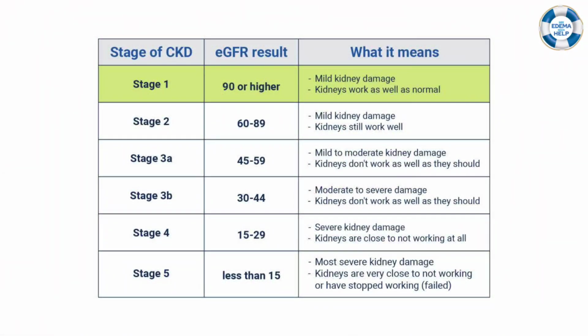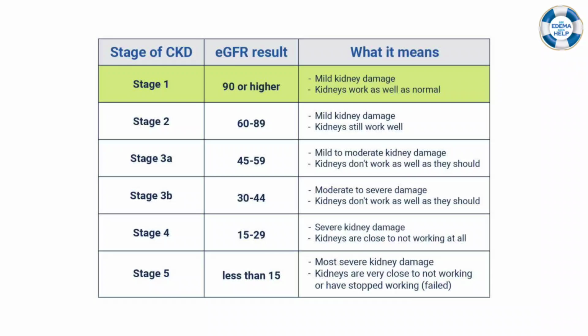In CKD stage 1, usually the GFR is 90 or higher, which is said to be normal, but it has other abnormalities like urinary sediment abnormalities, electrolyte abnormalities, or histological or imaging abnormalities. In stage 2, the kidney function starts decreasing mildly, so the GFR is between 60 to 89. In stage 3, the kidney function decreases even further to a GFR of between 45 to 59. This is known as stage 3A. And in stage 3B, the kidney function decreases further with a GFR of 30 to 44.